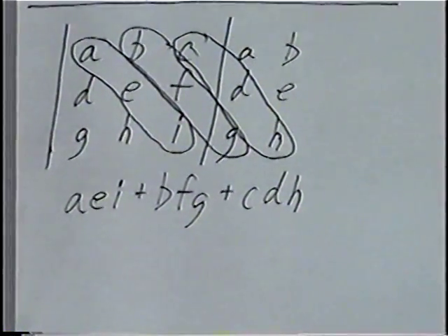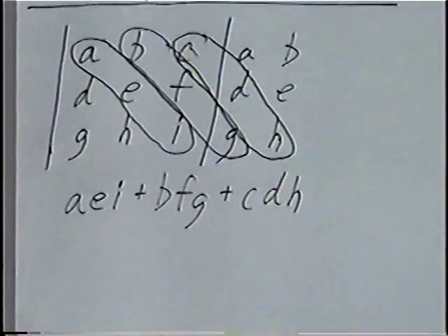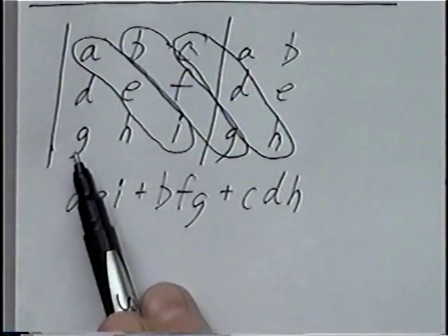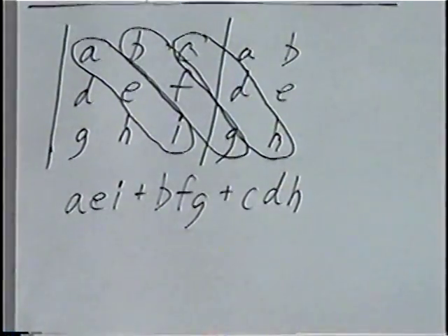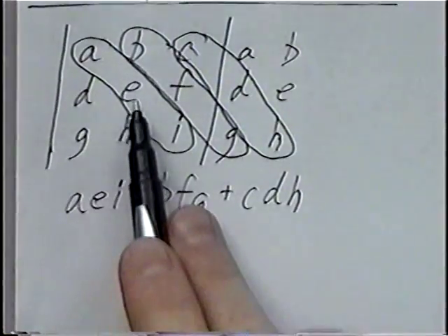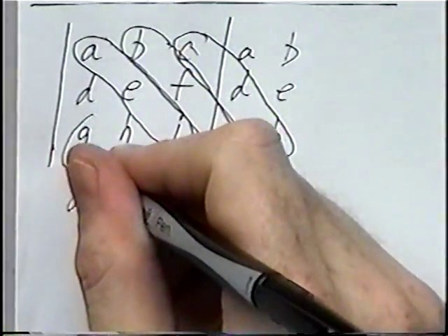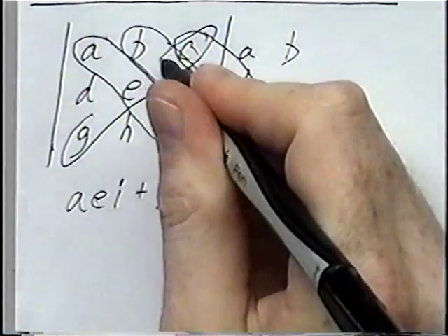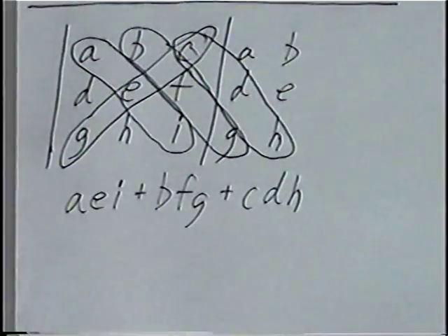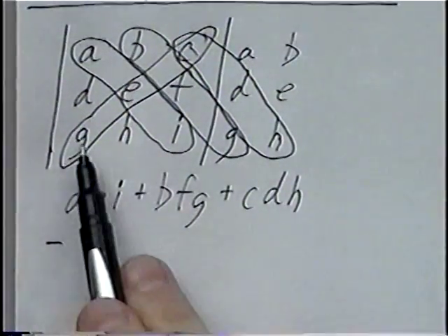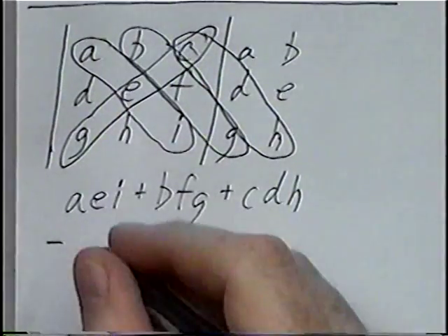For the second part of the determinant, we'll continue to do the diagonals, but we'll go from the bottom left up to the top right. So this time we'll have G, E, and C. We'll multiply those 3 numbers together. The difference is we'll subtract G, E, and C.